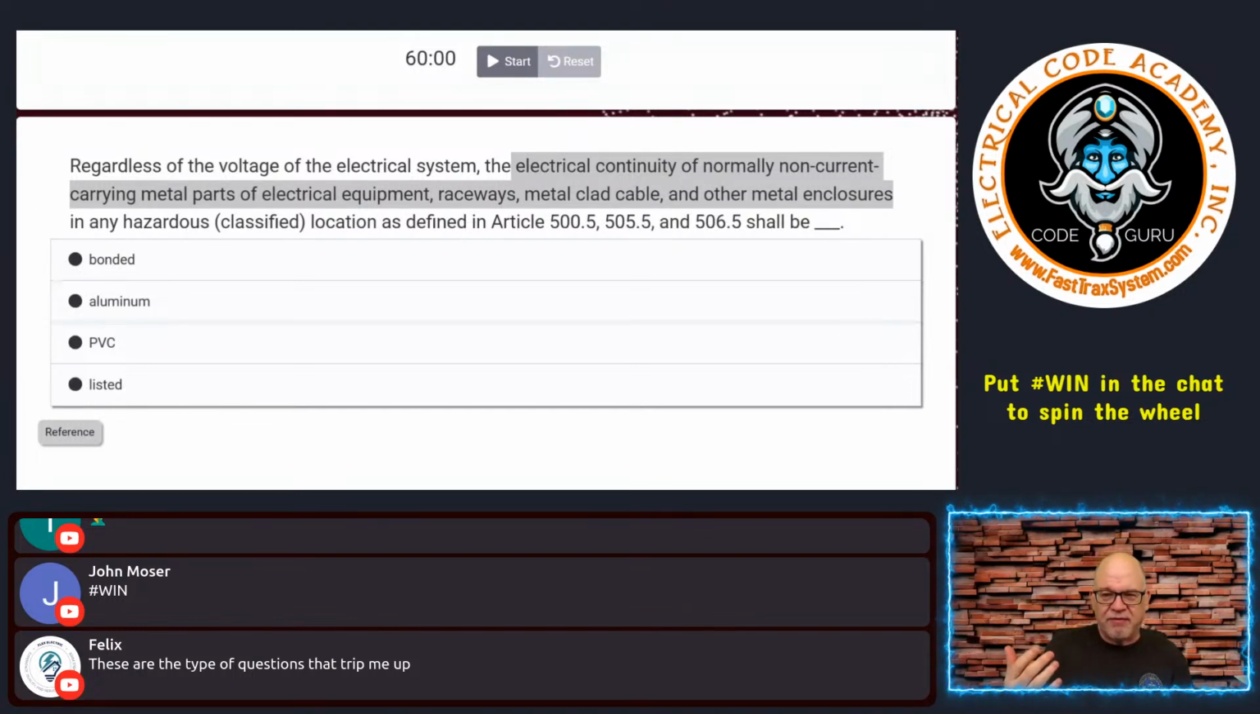So the listed is obvious, but for me, the question is talking about continuity of all these metal parts. And so how do I achieve that? I only achieve this by bonding everything together properly. And what do I have to use? I have to use the more enhanced bonding techniques, the same way that I would have to do for services. And that's why it directs us to 250.92.